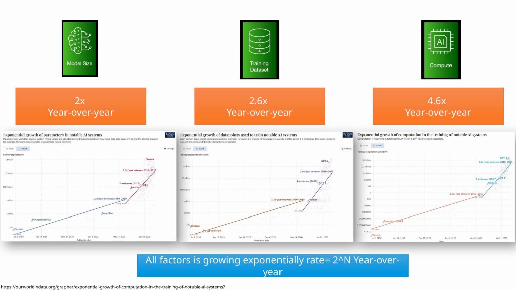This slide illustrates how the main factors driving AI intelligence are all increasing at exponential rates. Model size is doubling each year. Training dataset sizes are expanding by 2.6 times annually. Compute power is growing at an even faster rate, 4.6 times year over year. Together, this exponential growth across all three dimensions is driving exponential growth in the intelligence of AI LLMs.